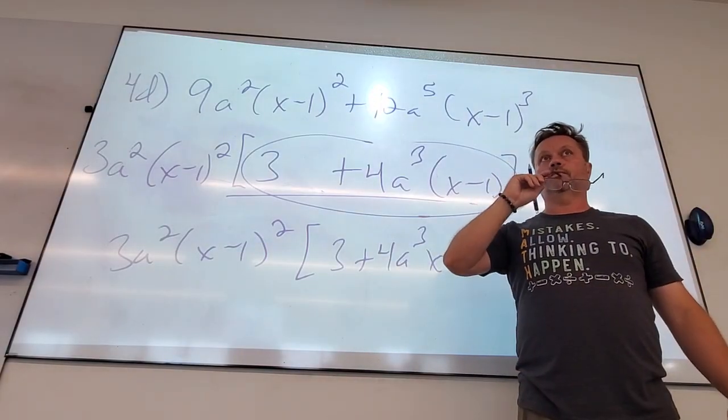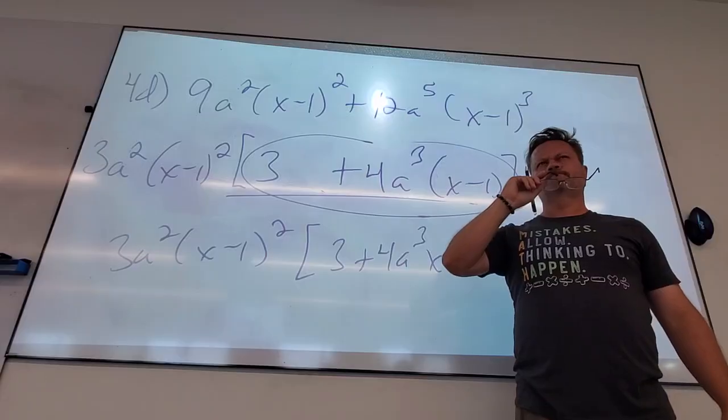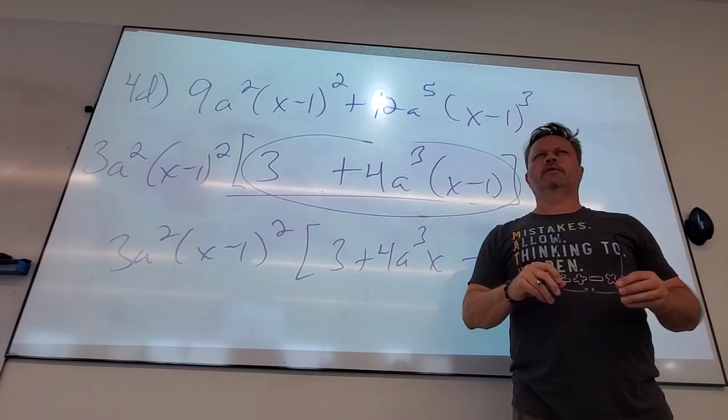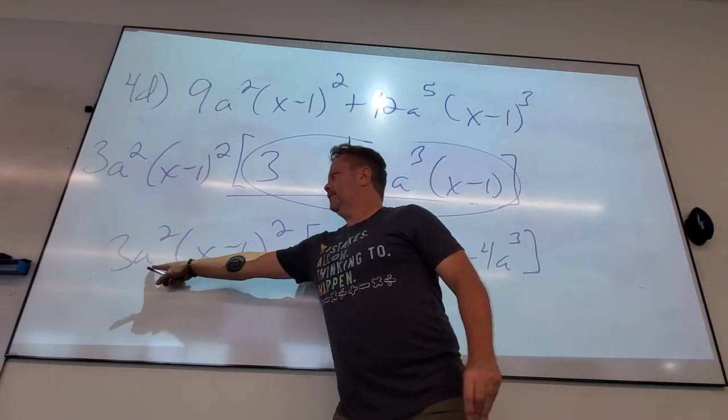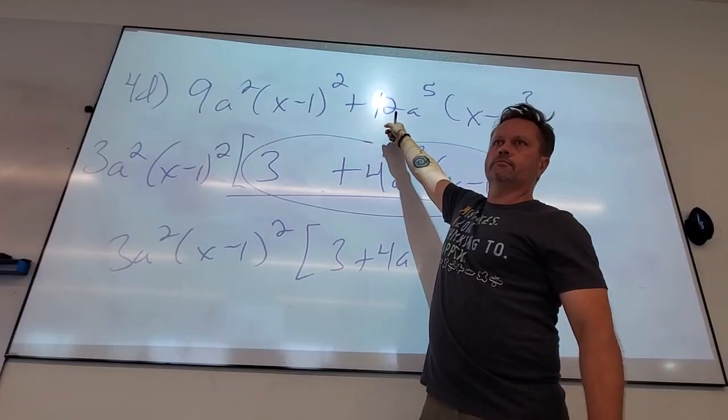Yes? So then is that thing in the brackets part of the x minus 1 squared? Or is it its own thing, in relation to the 3a squared? So if I take this and distribute it, I'll get back to here. Okay.